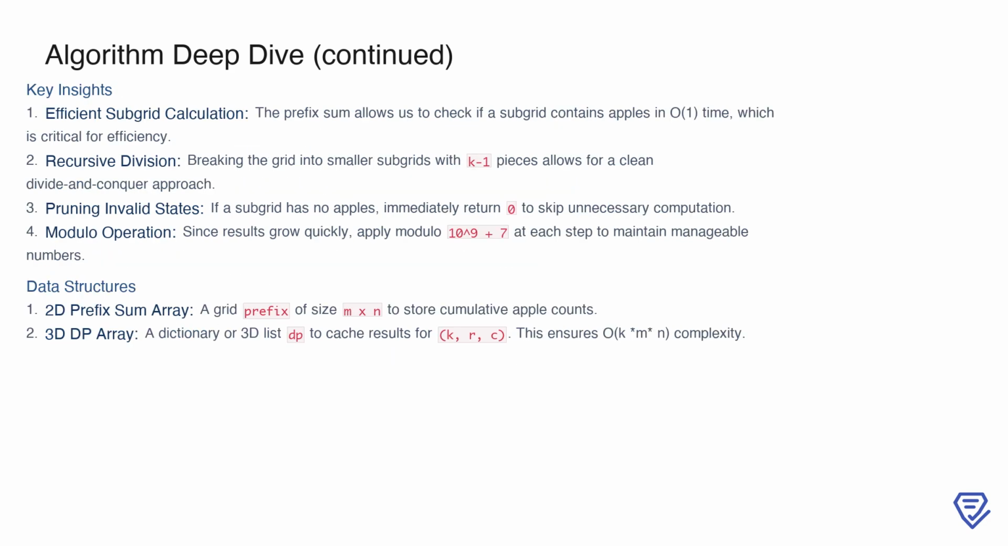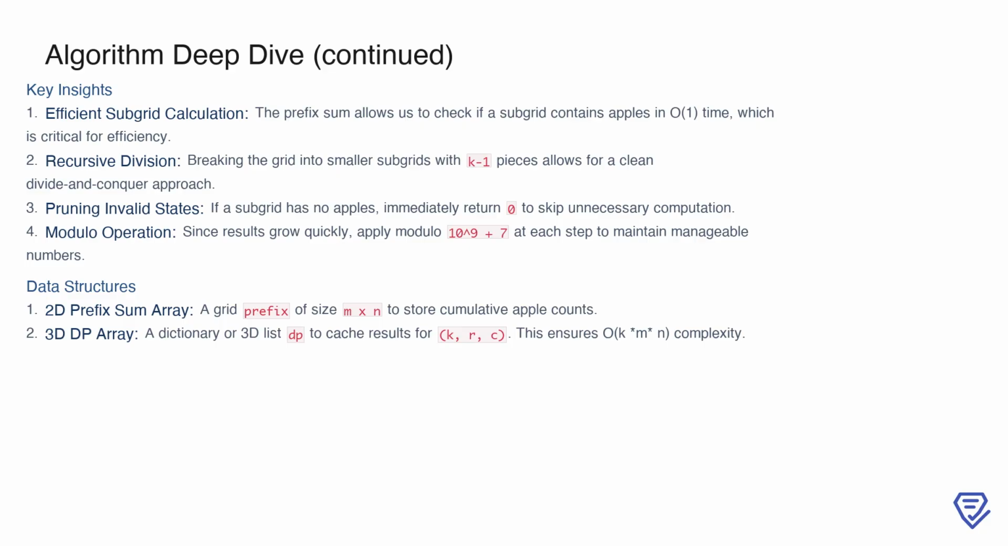Several key insights drive the efficiency of this algorithm. First, the 2D prefix sum array allows us to check whether a subgrid contains apples in constant time, which is critical given the number of subgrid calculations we perform. Second, the recursive division of the grid into smaller subgrids with k-1 pieces follows a divide-and-conquer approach, making the problem more manageable.